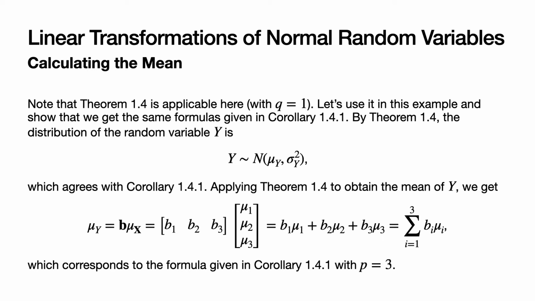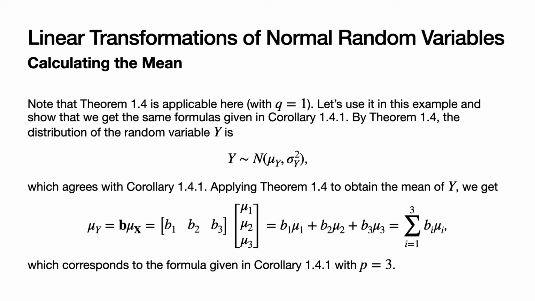Now note that Theorem 1.4 is indeed applicable here with q equal to 1. And so let's use it in this example and then show that we get the same formulas that we were given in Corollary 1.4.1. So by Theorem 1.4, the distribution of the random variable y is going to be univariate normal, with mean denoted by mu sub y and variance denoted by sigma squared sub y. And the normality result agrees with Corollary 1.4.1.